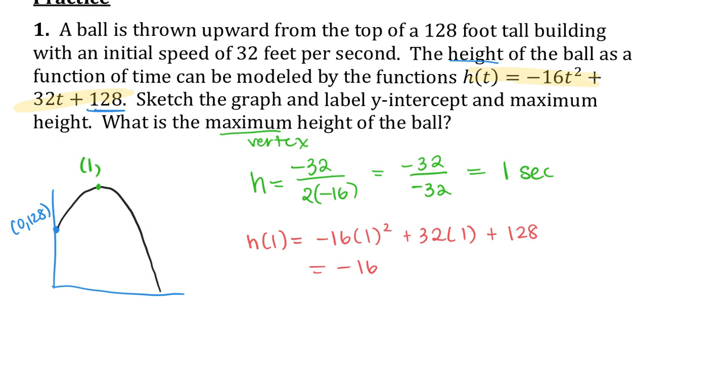Negative 16 times 1 is negative 16. Okay, what is this? This is 16 plus 128, which is 144. And what are the units on the height? Feet. Okay, so this is 1 comma 144. So let me read the question again and make sure I answered it. Okay, sketch the graph, label the y-intercept. Okay, the maximum height, 144.